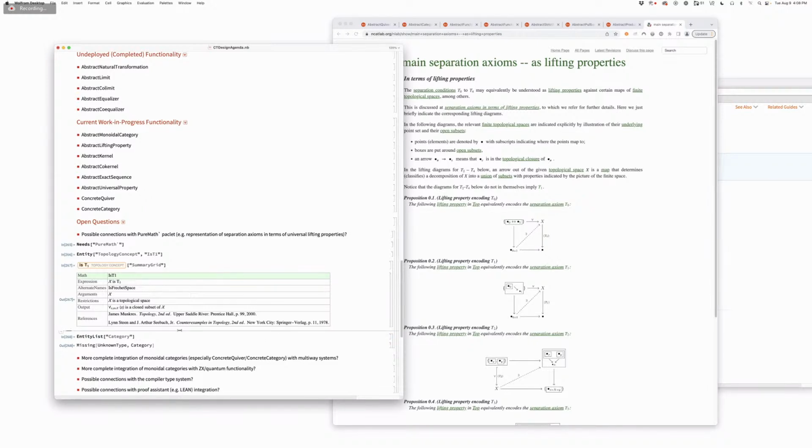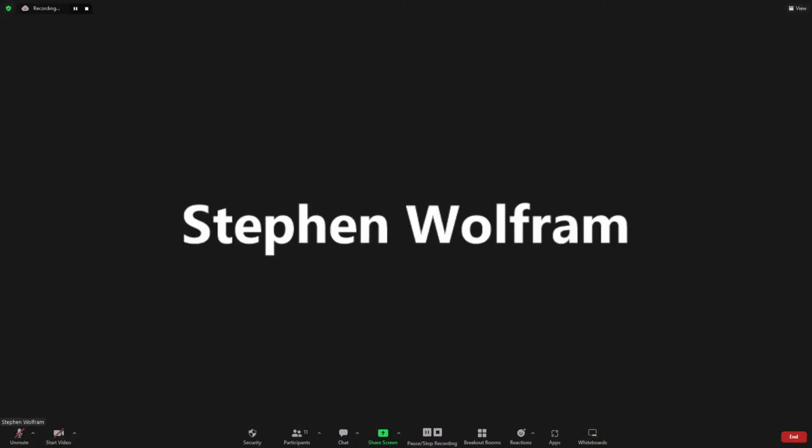The point is, we define categories the same way we define topological spaces. And I'd really like to see this. But how can we get this? Can I somehow share my screen? Yep.